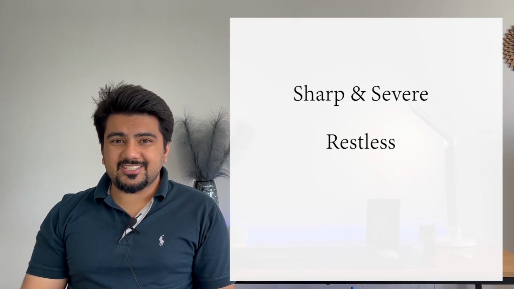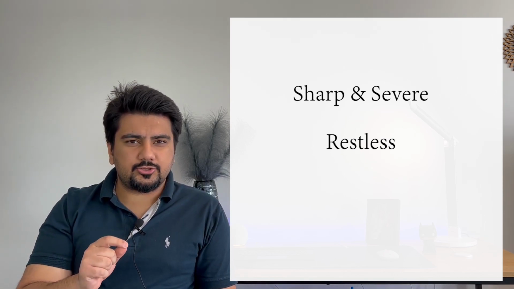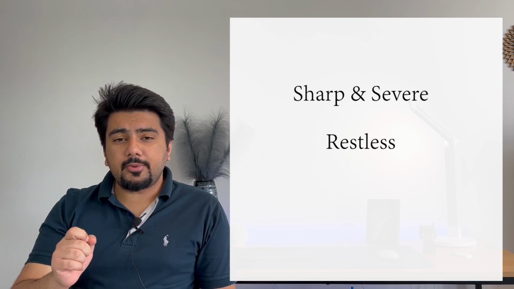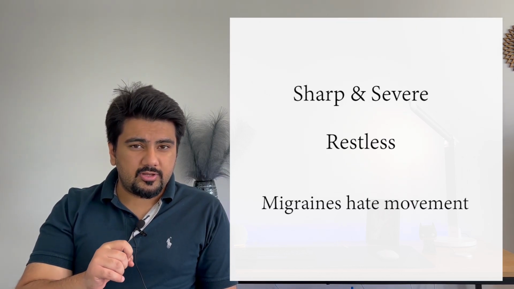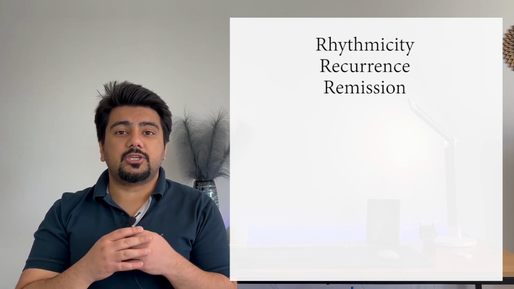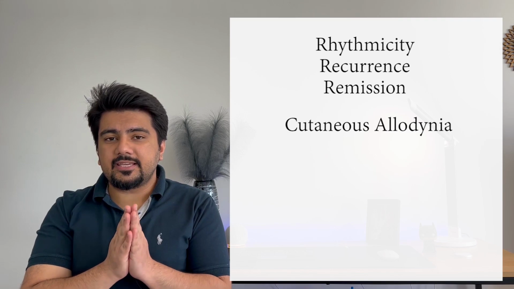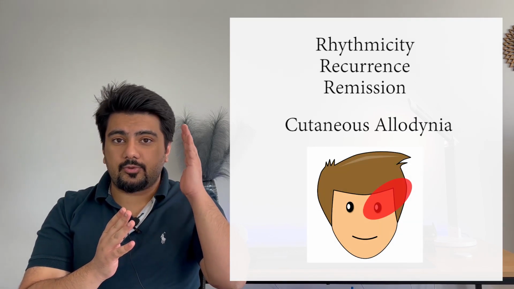Now, a patient with a cluster headache is going to have a headache that is much more severe, sharp in nature, stabbing in nature, and as compared to a patient with migraine, this patient is going to be a lot more restless. Remember that migraines hate movement, but clusters don't. So a restless patient is a patient with a cluster headache. Other features of a cluster headache are that there are going to be periods of remission, there is also going to be cutaneous allodynia, and the headache is usually distributed retroorbitally, around the eye, or in the temporal region.